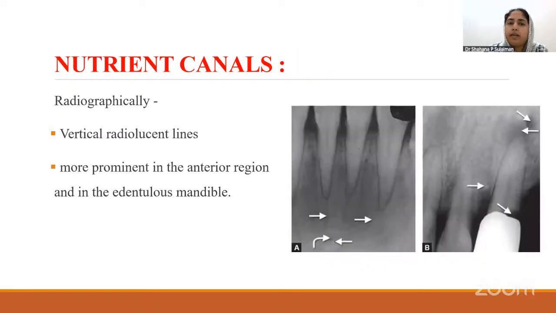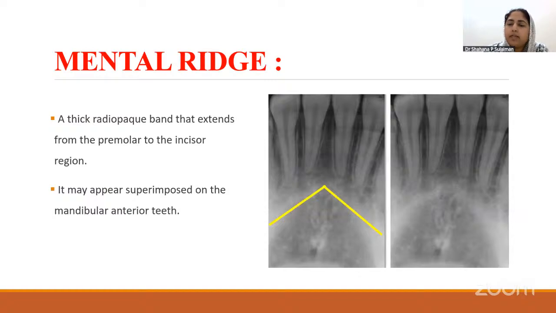Then we have the nutrient canals. Nutrient canals can be appreciated as vertical radiolucent lines extending from the apex of the root downwards, which carry the blood vessels and nerves towards the root. Then we have the mental ridge. The mental ridge can be appreciated as an inverted V-shaped radiopacity extending from the premolar region to the incisor region in mandibular anterior radiographs. Sometimes we can also appreciate it superimposing onto the roots of mandibular anterior teeth.